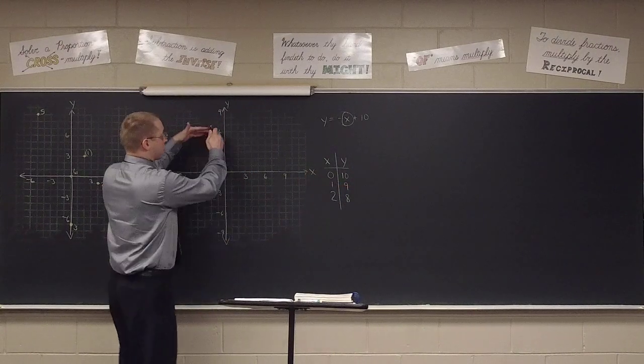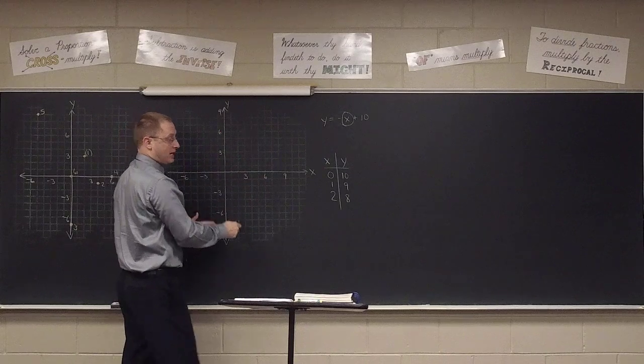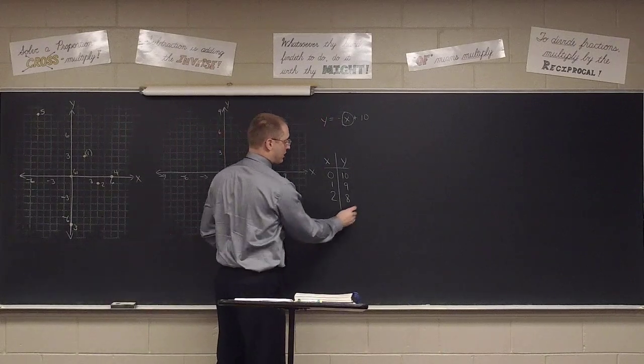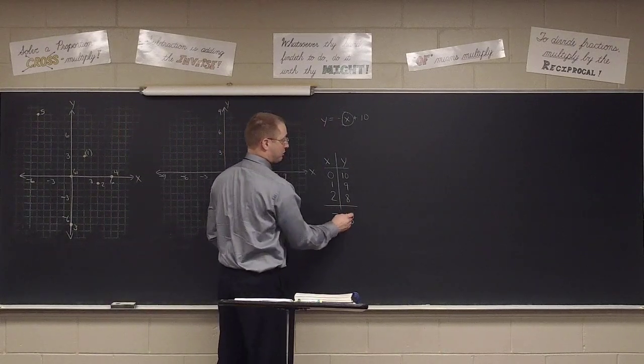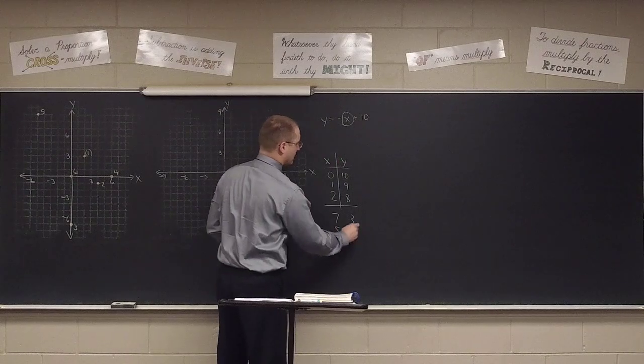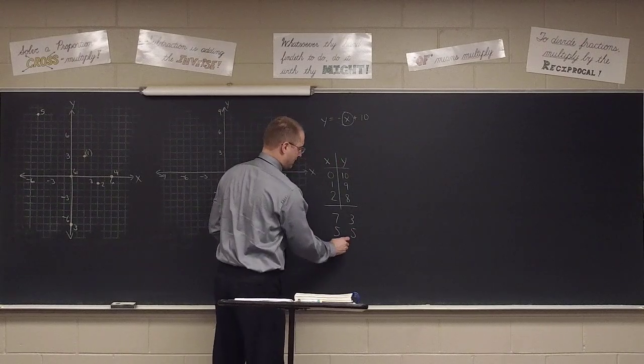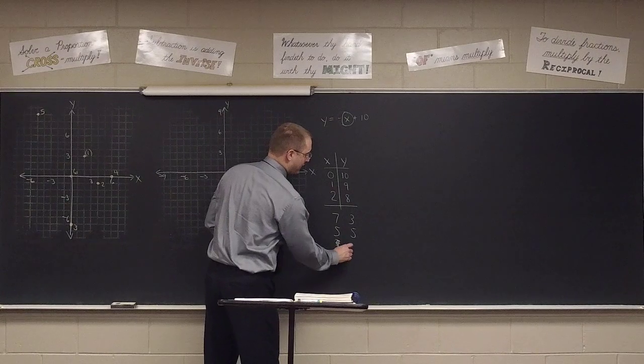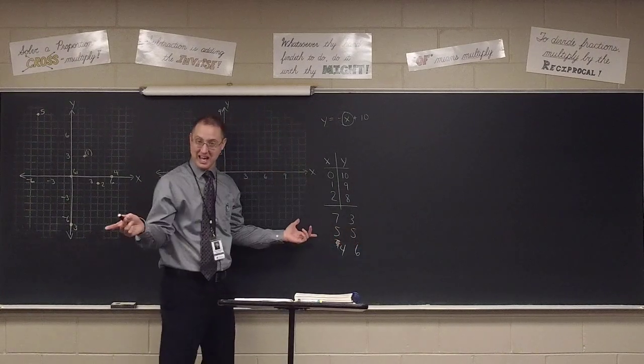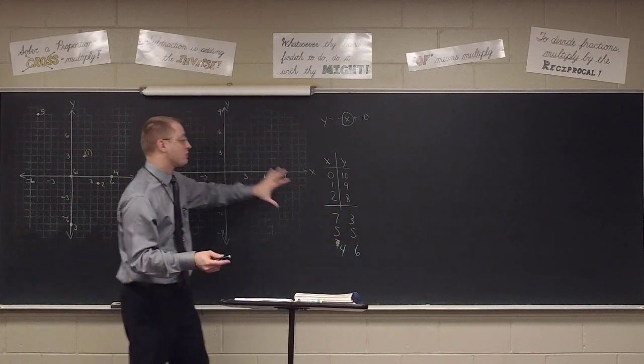If your graph grid is small, you didn't take up as much room as I did, then maybe you start with a little bit bigger number, like maybe you say 7 so that you get a 3. Maybe you plug in a 5 so you get a 5. Maybe you plug in a 9, well, 9's a big number too. Maybe you plug in a 4 so you get a 6 or something like that, right? You strategically pick numbers that will fit.